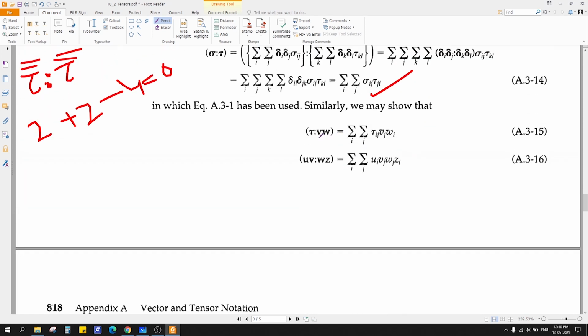Similarly, if you see here, what will be the output? The output will be scalar only, because tau is a tensor and you have two vectors, the additive product, that is also a tensor. So tensor, double dot product tensor will give you a scalar. Similarly here, we have two vectors, the additive product of two vectors here. So this is a tensor, and I have two dots, so it will give you a scalar.